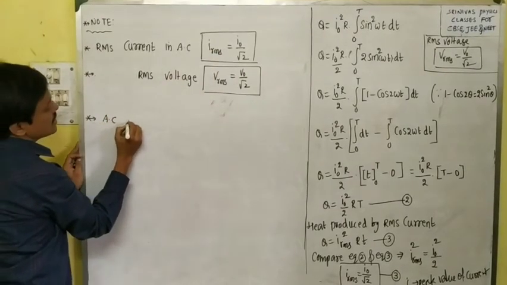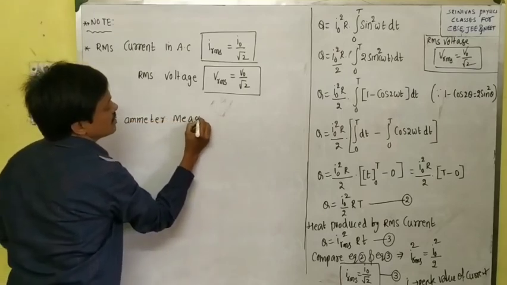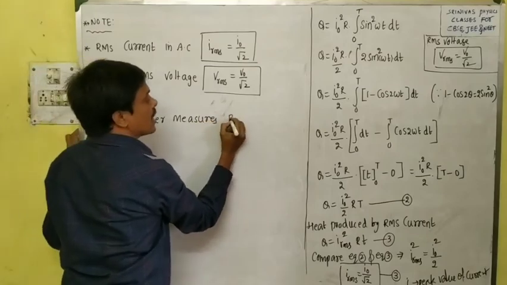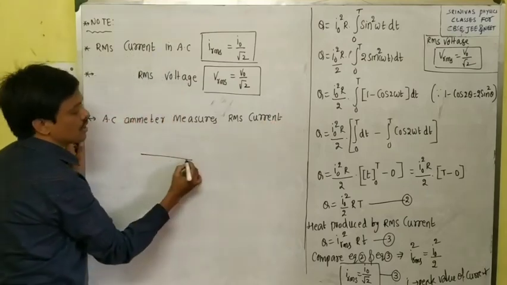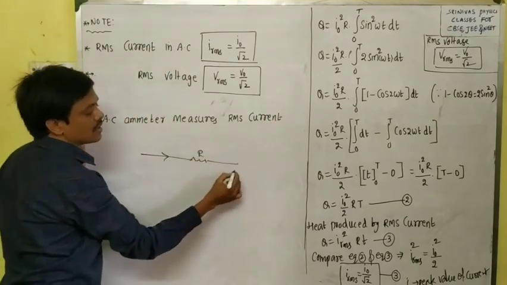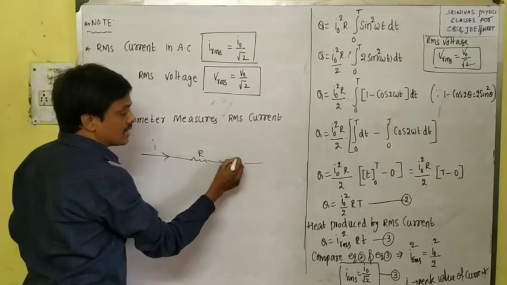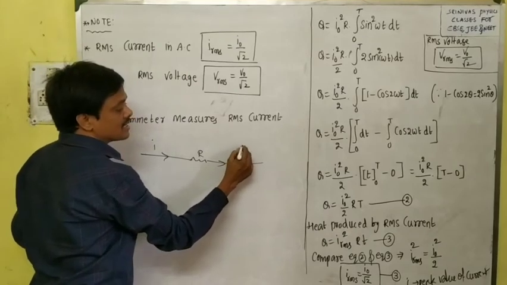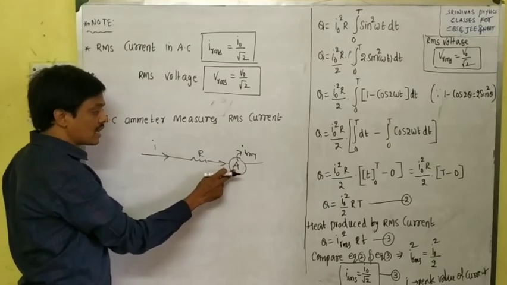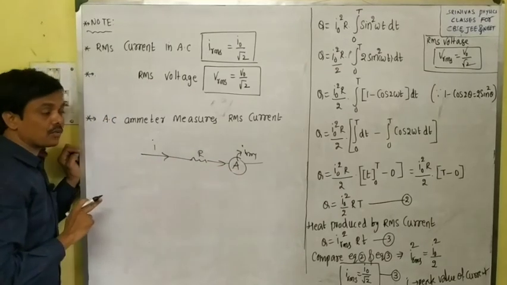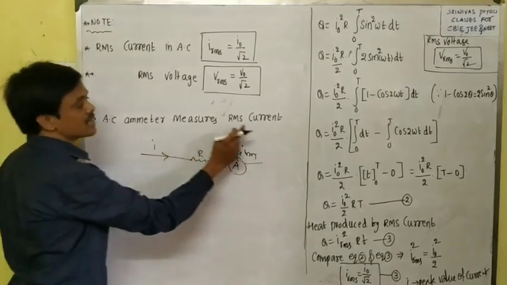AC ammeter measures RMS current. For example, here AC current passes through this resistor. AC current means the current value varies with time. How much current can it measure? It will measure the RMS current. For every instant of time the current value changes. But if AC current passes through a certain wire and you connect the AC ammeter, it measures the RMS current.